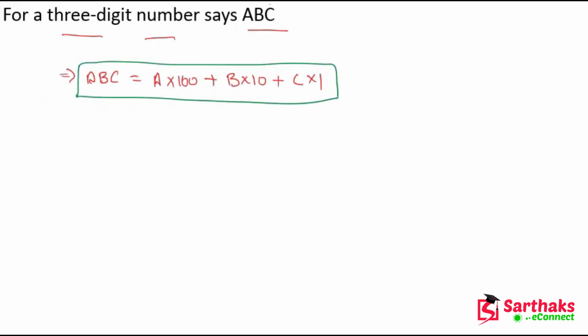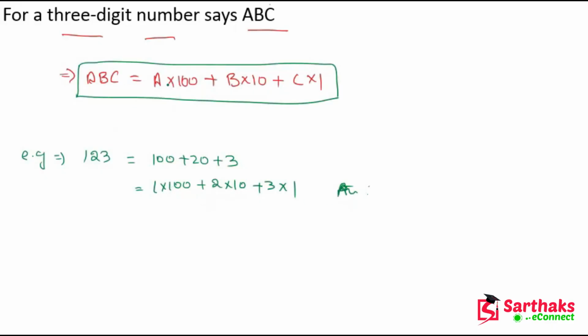Now if you see the example, let's suppose we have to write the general representation of 123. So now we can split 123 as 100 plus 20 plus 3. Okay, so here we can write 1 into 100 plus 2 into 10 plus 3 into 1. Simple, that's it. This is the answer.